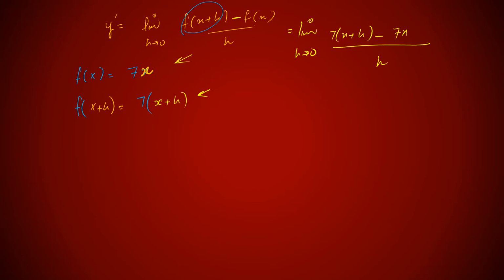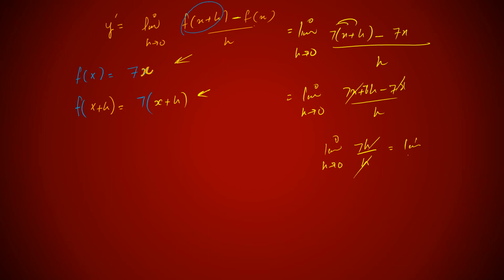Now solve it, open the brackets using the distributive property. You will get 7x plus 7h minus 7x, over h. Now 7x and 7x cancel. You will get 7h over h. Do not forget to write the limit. Now h and h cancel, and the limit as h approaches 0 of 7 equals 7. Remember, never ever apply the limit until you solve the complete question.